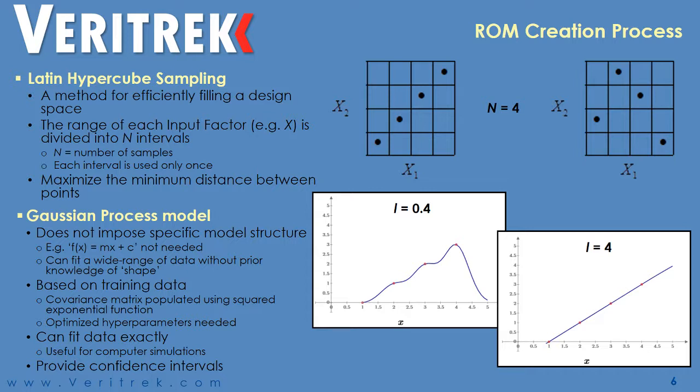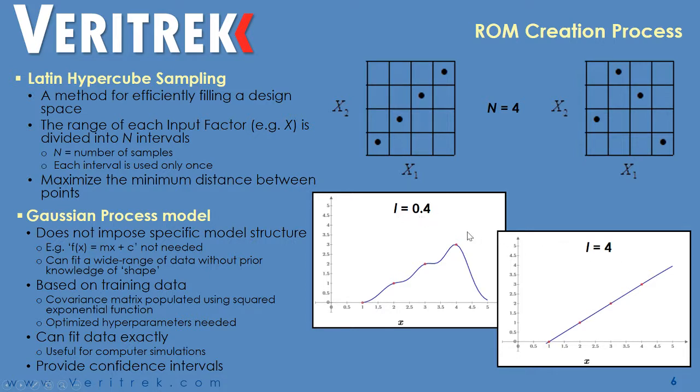Once we generate our training data, which are the results of our sampled runs, we then fit that data with Gaussian process modeling approaches. One of the critical components of this, though, is optimizing the hyperparameters within this model. Now, without going into too much detail, these two images show the difference as we change a hyperparameter, in this case L, from 0.4 to 4.